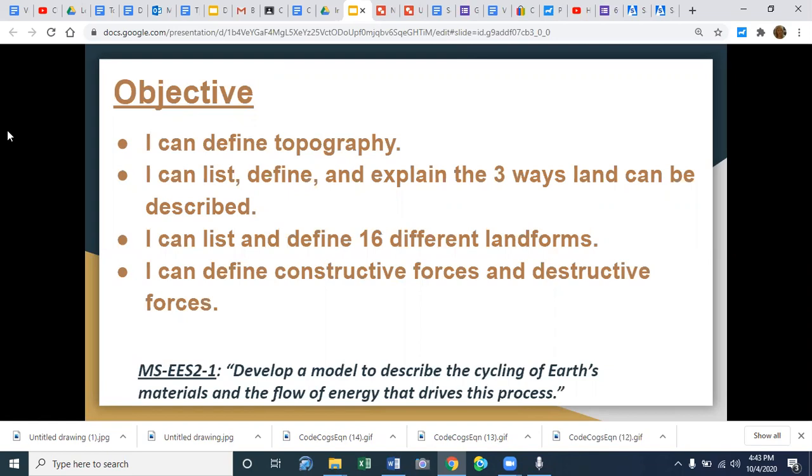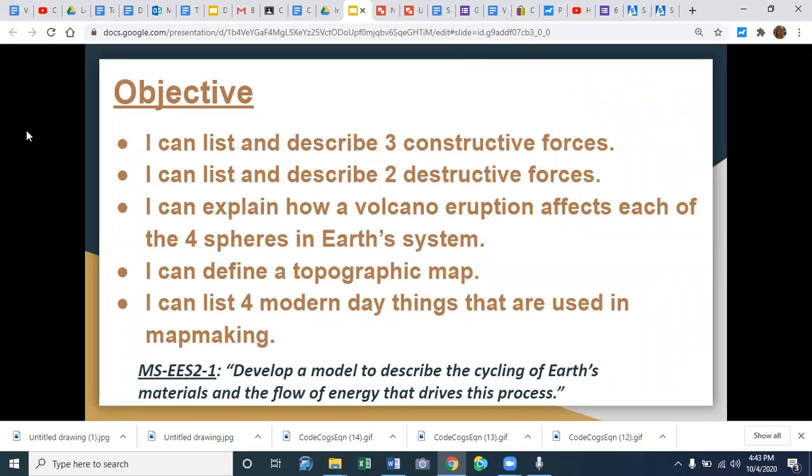So today you'll be able to define topography, list, define, and explain 3 ways land can be described. You'll be able to list and define 16 different landforms. You'll be able to define constructive forces and destructive forces. You will be able to list and describe 3 constructive forces and 2 destructive forces. You'll be able to explain how a volcano eruption affects each of the 4 spheres in Earth's system.